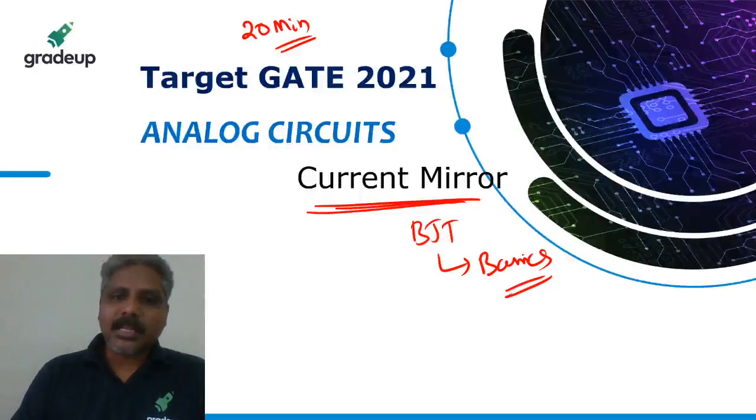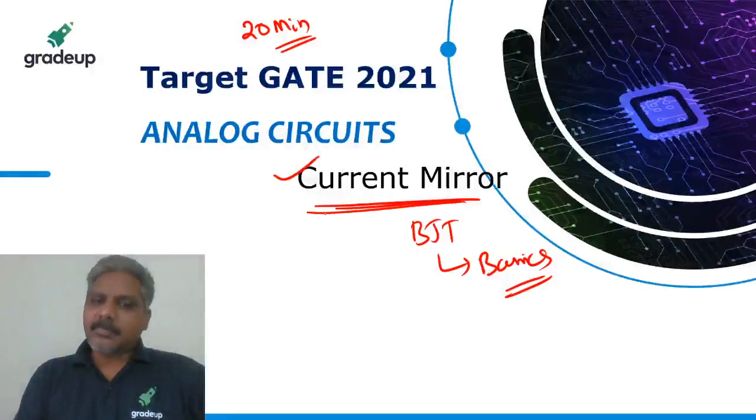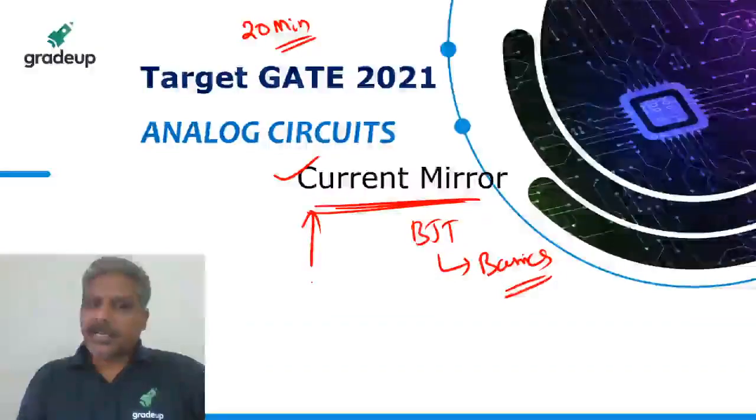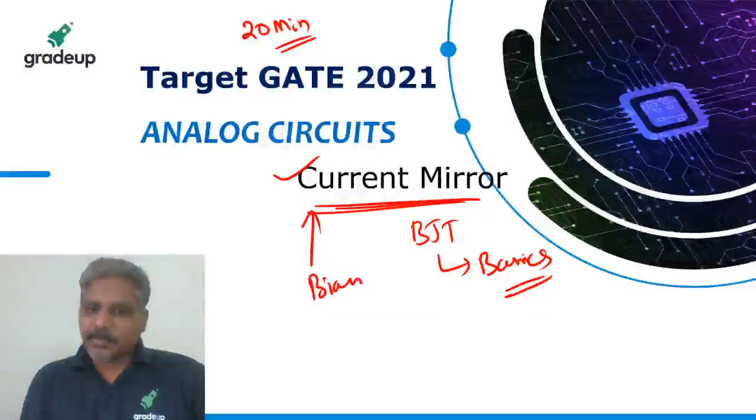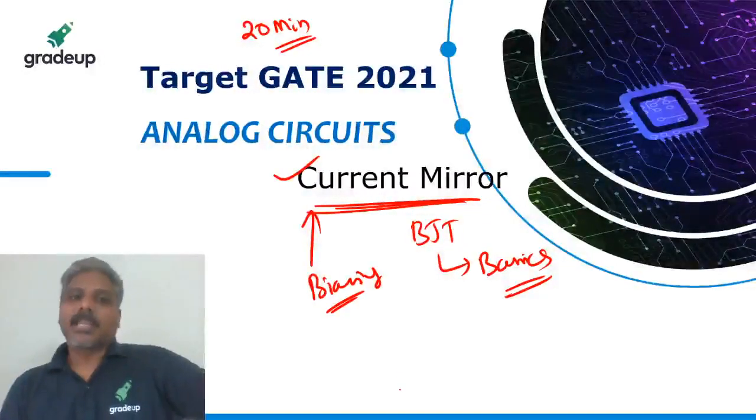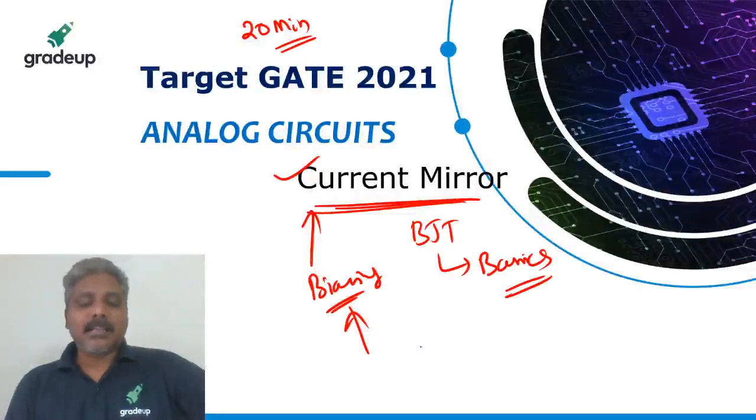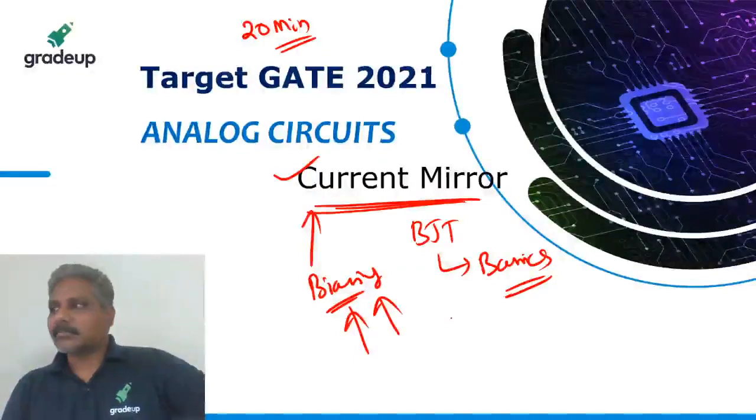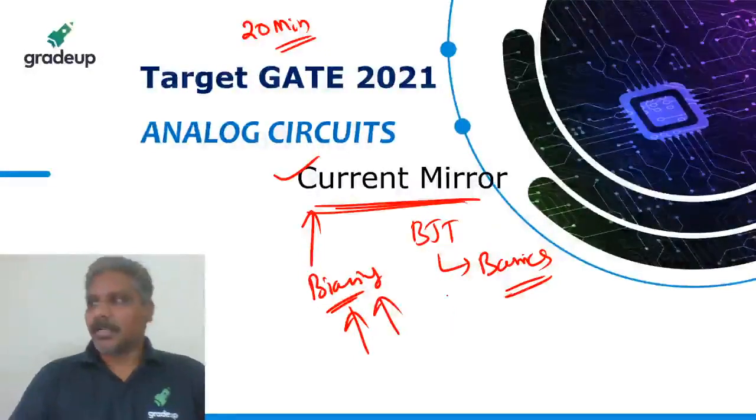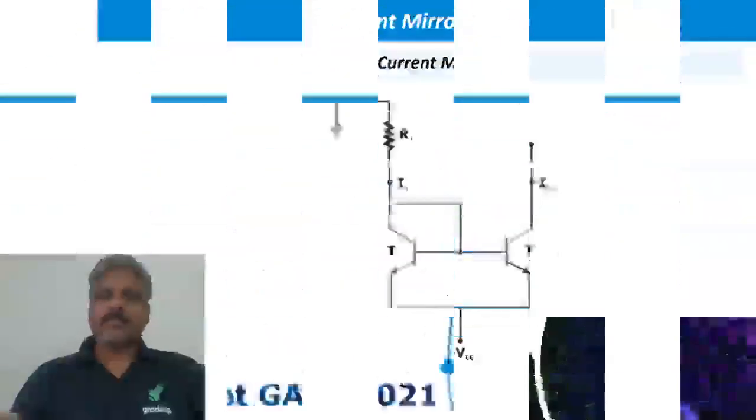Right. What is current mirror? Let us understand what current mirror is. Current mirror, in fact, is nothing but a type of biasing. It is a type of biasing, like collector to base bias, emitter bias, self bias. It is also a biasing circuit, in fact. Okay, let's go for current mirror.